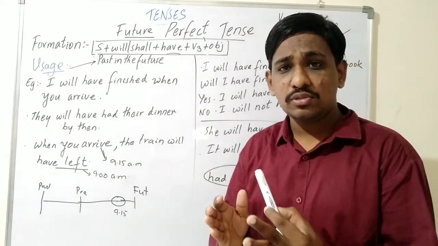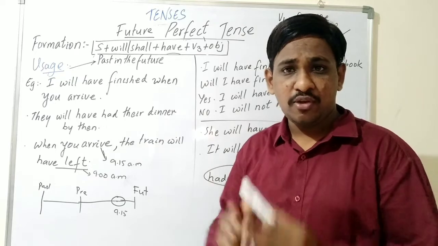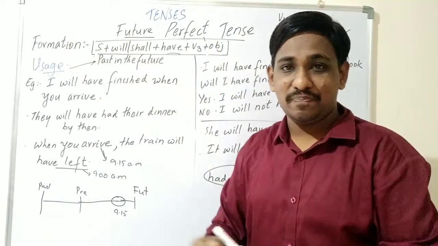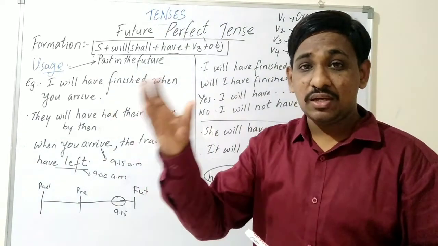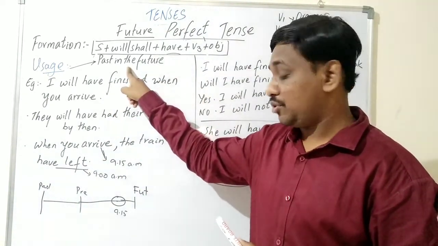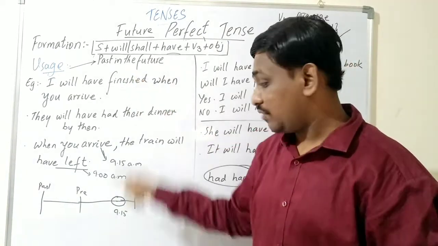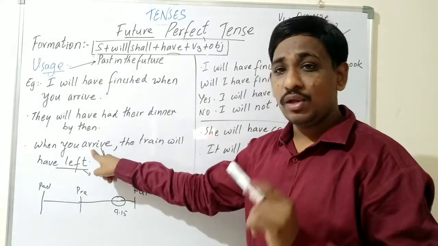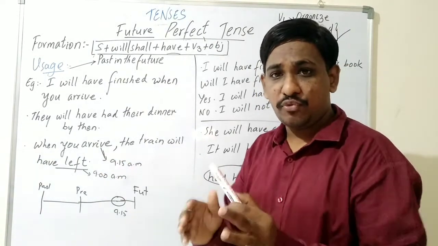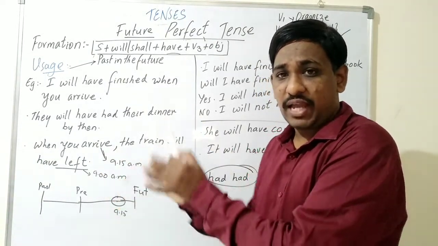And when to use future perfect tense? Future perfect tense must be used for the past in the future. What is the past in the future? It will be very clear to you through these examples. It is used in the past and the future. Let us take one simple example which is at the end. When you arrive, the train will have left.